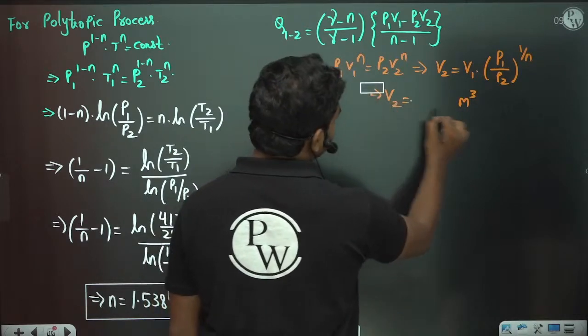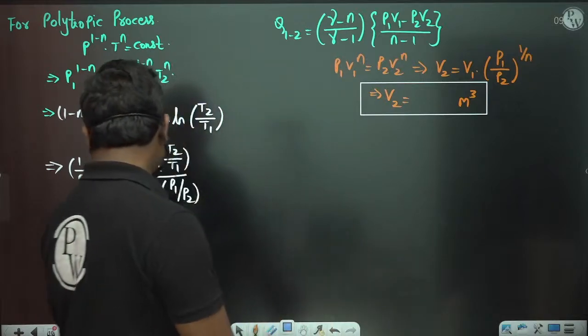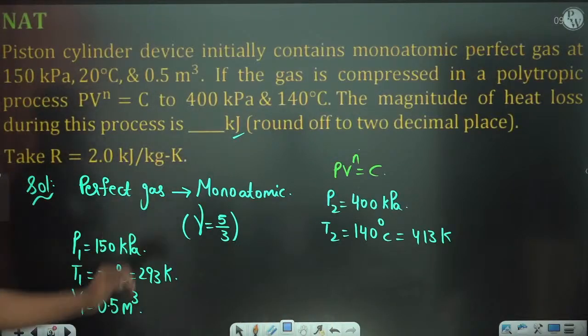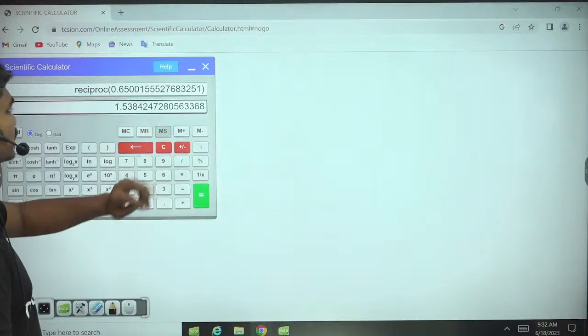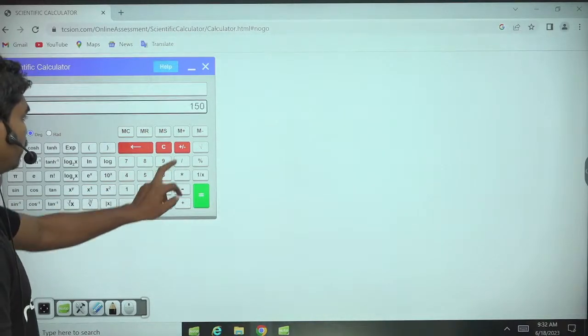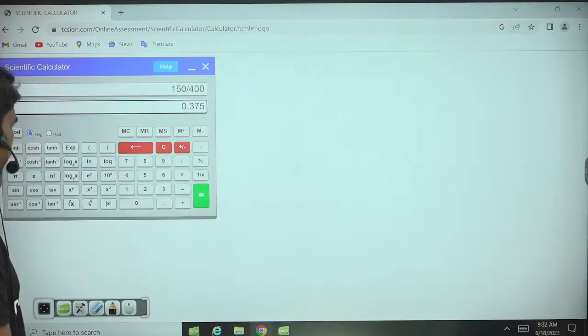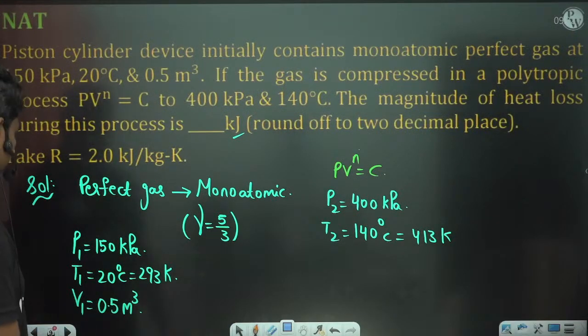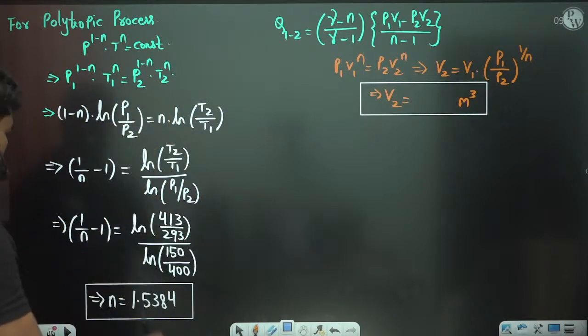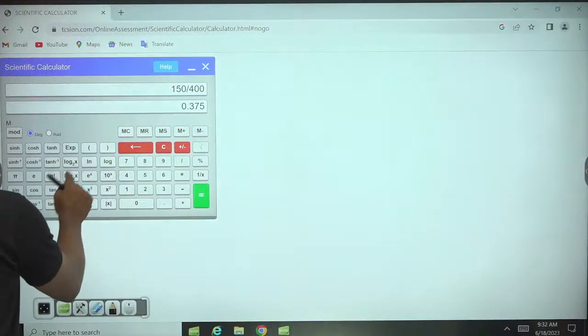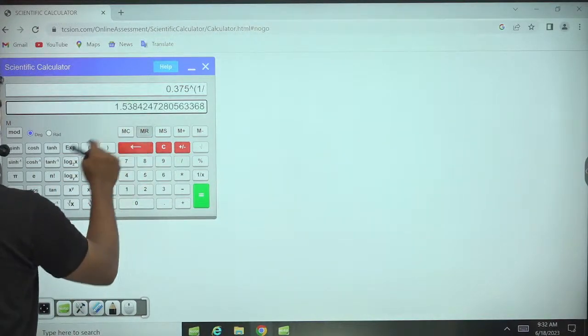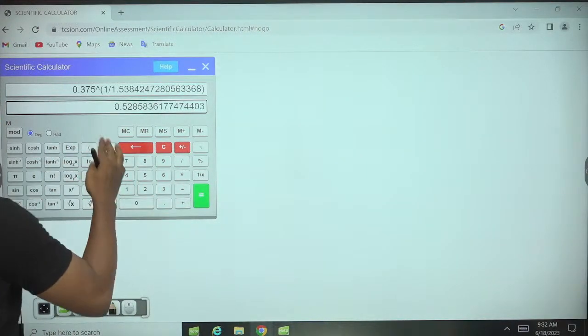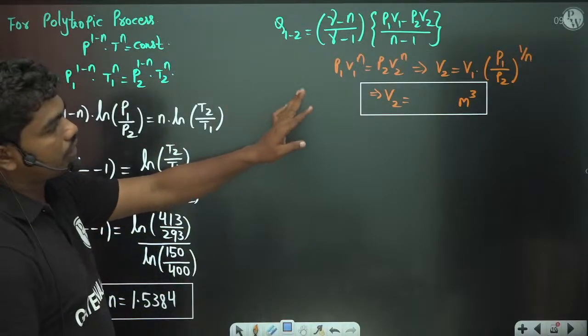So let us see how to calculate this. P1 by P2. So what is the value of P1 by P2? 150 by 400. So if you see, let us store this value of n. So 150 by 400, this value is 0.375. Then P1 by P2 whole power 1 by n, so whole power 1 by n actually. So 0.5285, 0.5285 into V1.